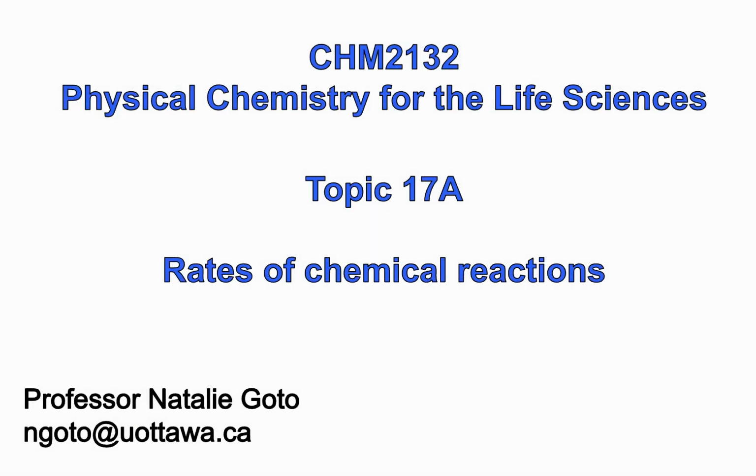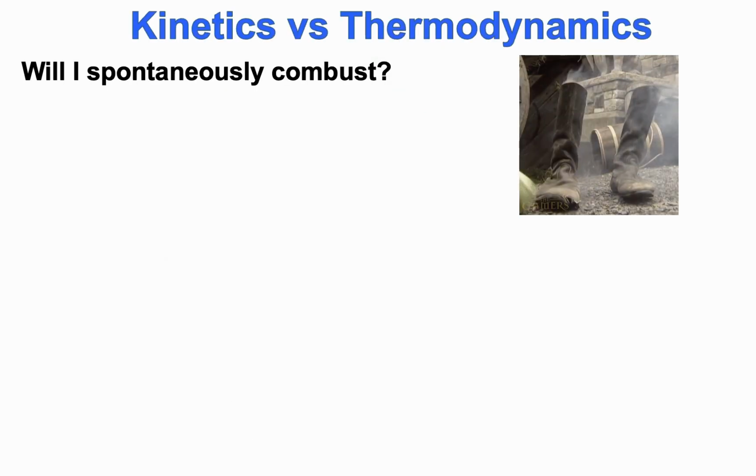Topic 17A, Rates of Chemical Reactions. Up to this point in the course, we've really been talking about processes in thermodynamic terms, and we've been using them to predict whether or not things will occur spontaneously. And so we could extend that to any kind of process, for example, spontaneous human combustion.